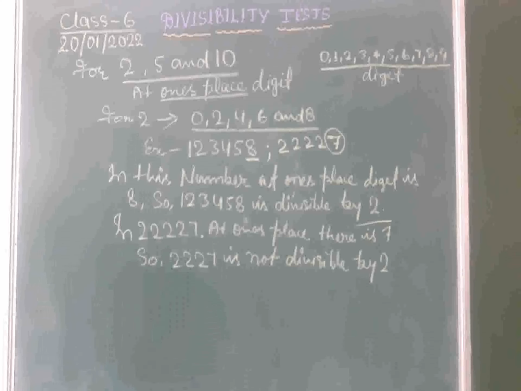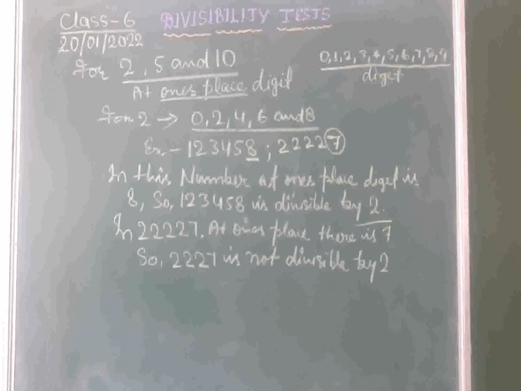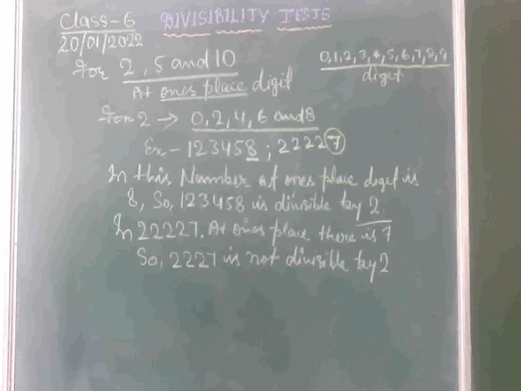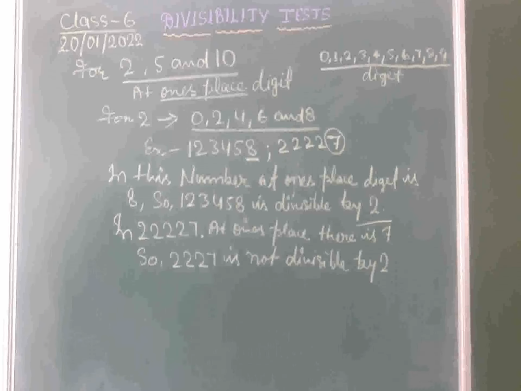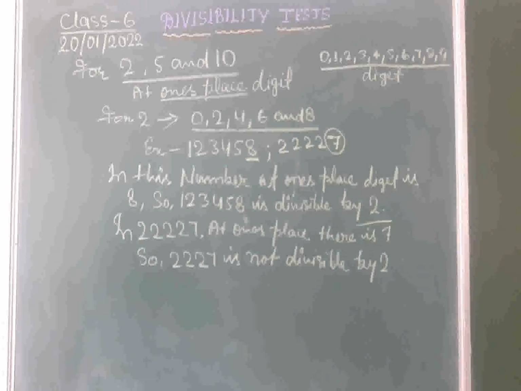So when we give the answer in the notebook, we have to write a proper statement, not just give yes or no directly. So for 2, how can we easily say whether the given number is divisible by 2 or not? Out of the 10 digits, we have seen 5 digits: 0, 2, 4, 6 and 8. If the ones place digit ends with 0, 2, 4, 6 or 8, that number is divisible by 2. If the digit at ones place is 1, 3, 5, 7 or 9, that number is not divisible by 2.